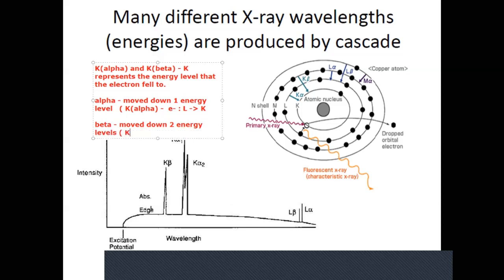And so here, K beta, the electron goes from the M shell to the K shell. And of course there are other ones as well, so you could have it from the N shell to the K shell, but alpha and beta are the two most common types of electrons that have very close wavelengths.